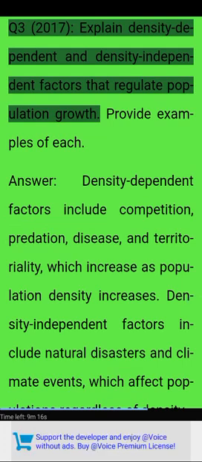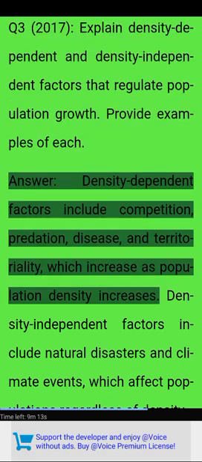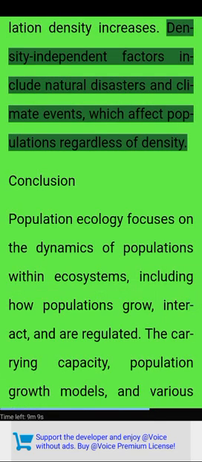Q3, 2017. Explain density-dependent and density-independent factors that regulate population growth. Provide examples of each. Answer. Density-dependent factors include competition, predation, disease, and territoriality, which increase as population density increases. Density-independent factors include natural disasters and climate events, which affect populations regardless of density.